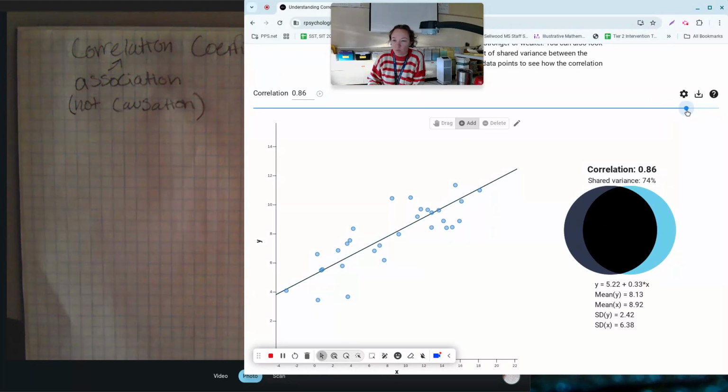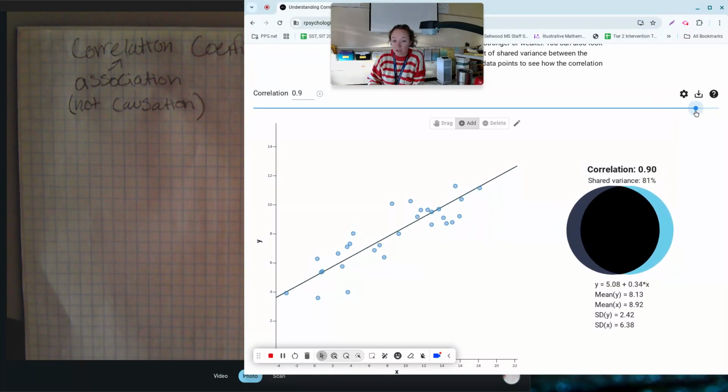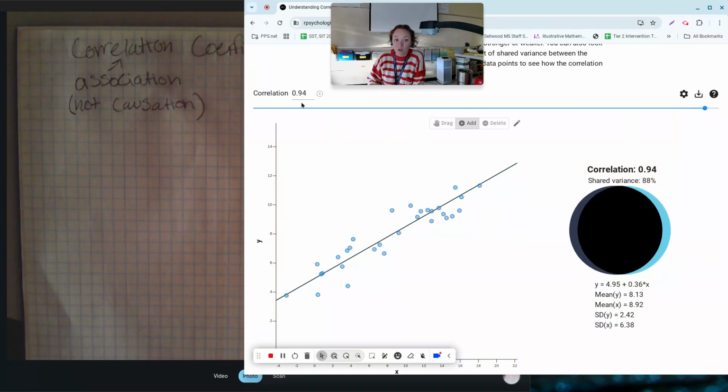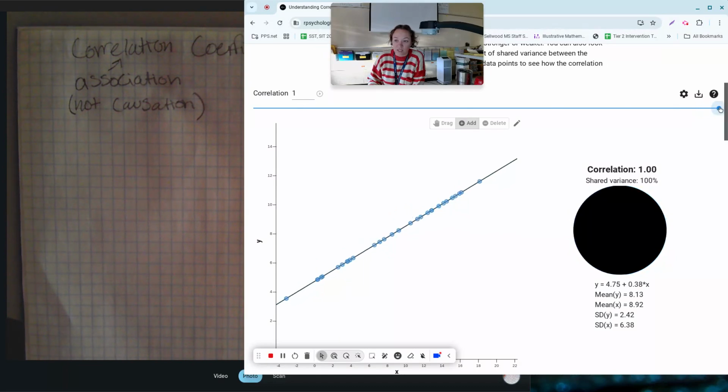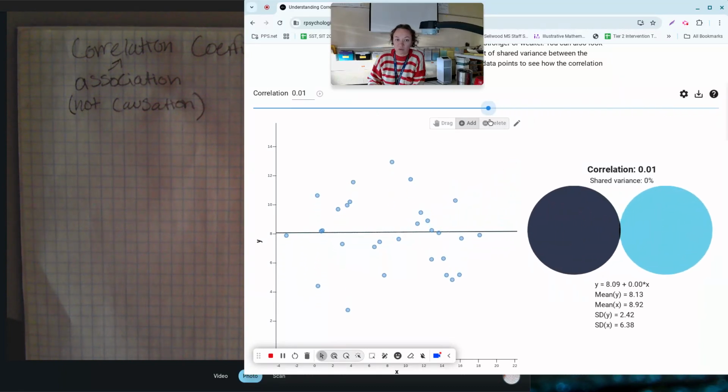and you can see the points are getting closer and closer to the line, and this correlation up there is getting a little bit bigger. And when I take it all the way to the right, the points are perfectly on the line, and the correlation is 1. If I take it back to 0, there's 0, and you can see what the points look like here.